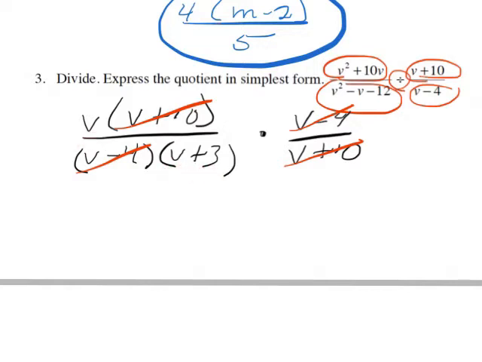So what are we going to do? Well, we're just going to shove it all together and we are finished. What's left on top? We have a v. What's left on the bottom? We have a v plus 3.